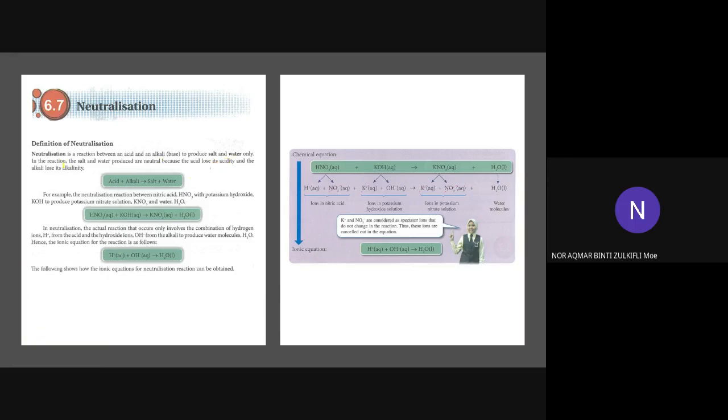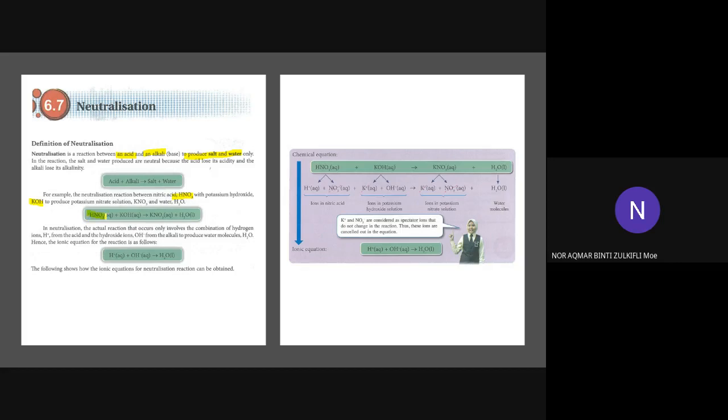Okay, so the meaning of neutralization is a reaction between an acid and alkali to produce salt and water. This is the basic meaning. Now we look into the example here. Let's say we have nitric acid react with potassium hydroxide.